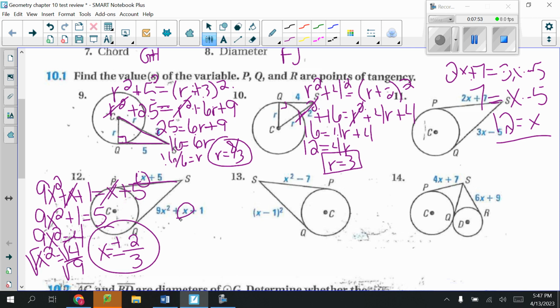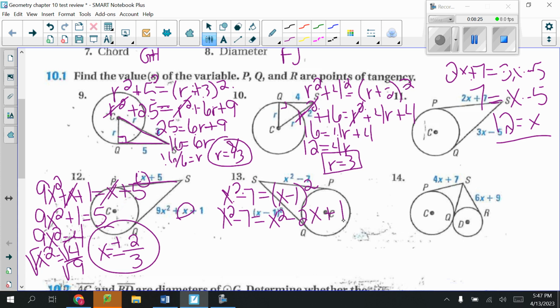Number 13, same thing. So I'm going to say x squared minus 7 equals x minus 1 quantity squared. I need to get rid of the quantity squared. So remember that means x minus 1 times x minus 1. So again, I'm going to do our shortcut. The first term squared, so x squared. Multiply them together and double. So negative x doubled is negative 2x. And then negative 1 squared, plus 1.